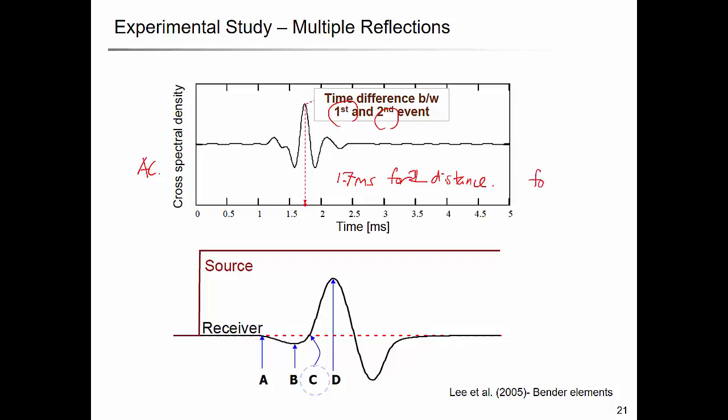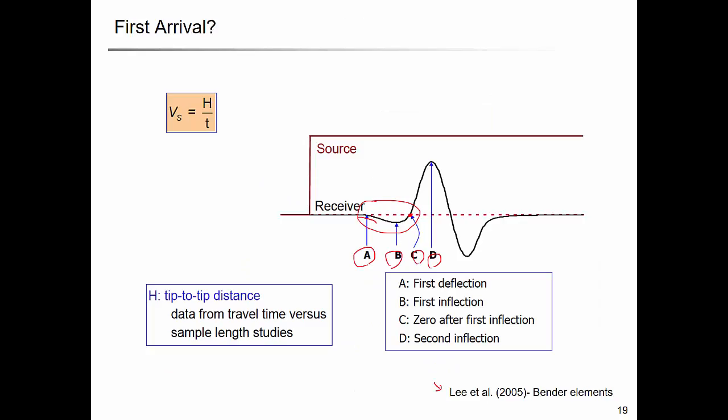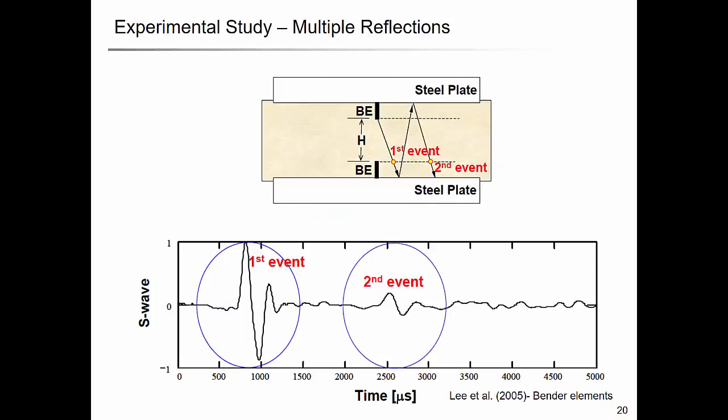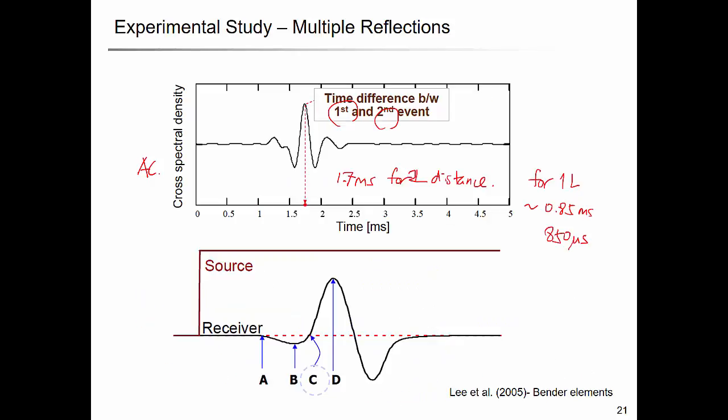So for 1L, that's around what, 0.85 millisecond. So if you go back to here, that's around here. So they concluded that the zero point that meets the signal after the first inflection reflects the S wave arrival more accurately.